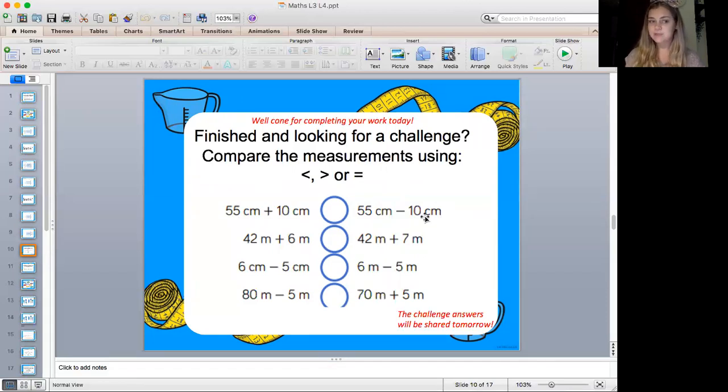If you're feeling a little bit tired and you've done too much maths for the day, you do not need to do this. This is just an extra challenge. These challenge answers will be shared tomorrow. So well done for completing your work today.